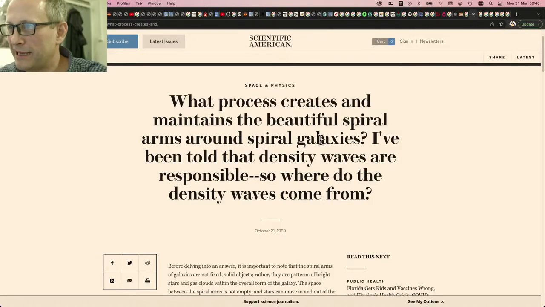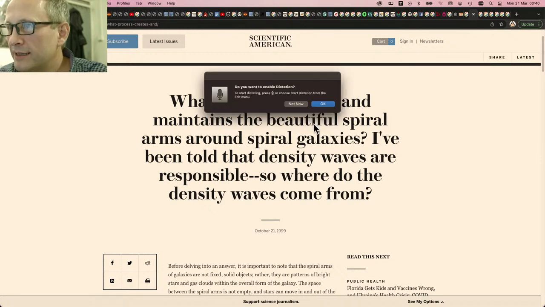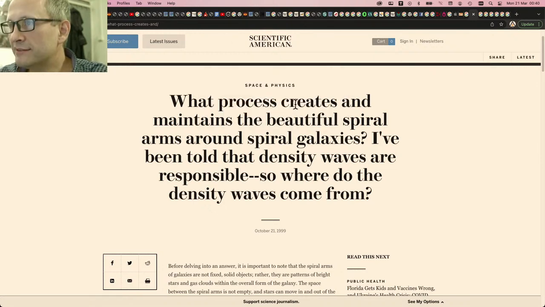Now, I'm just going to read you an article. This is from October the 21st, 1999. This is the first thing that I read just over a day ago, 20 minutes more than a day ago, when I thought, well, I better find out what a barred galaxy is. All right, so I'm going to read this to you. Not now, I don't want to do that. I want to go like that.